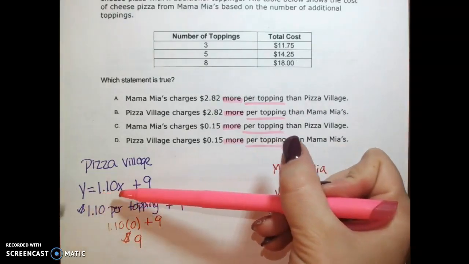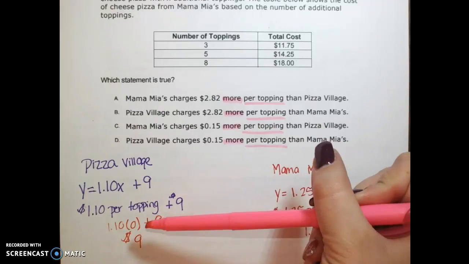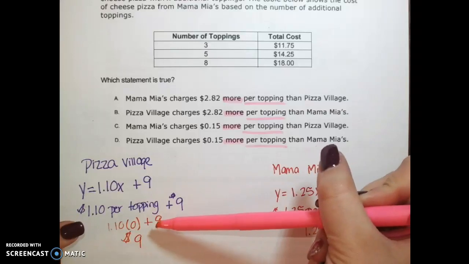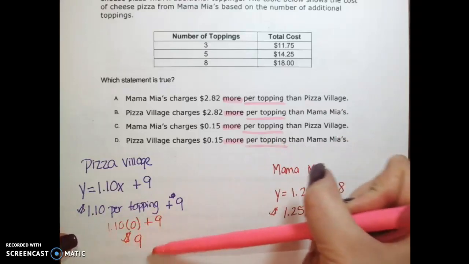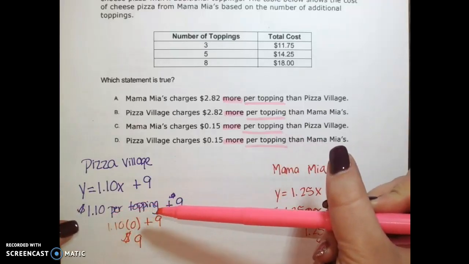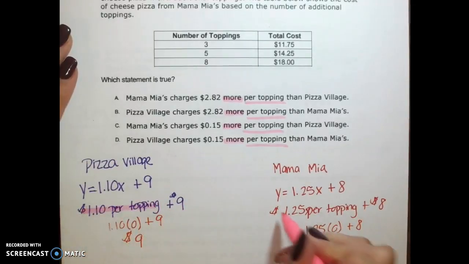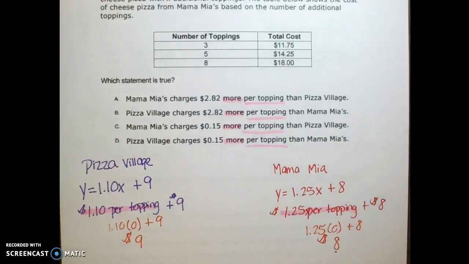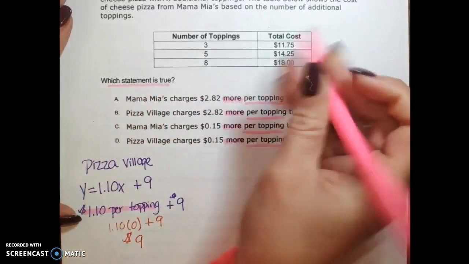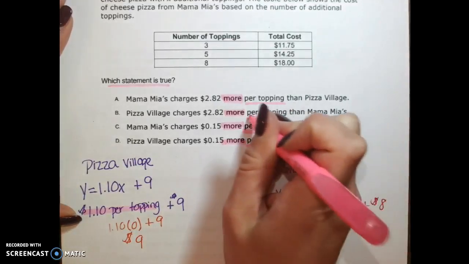Okay, $1.10 is being multiplied by something. It's being multiplied by your topping. And then I knew that because $1.10 times 0 is 0. We still have that $9. So this is $9 with no toppings. And then I'm going to add on the additional cost per however many toppings I want on this pizza. So in this case, it's $1.10 per topping and $1.25 per topping. Going back into the question, it just says which statement is true. I'm looking for the keyword. More, more, more, more, and then per topping on each and every single one of these.